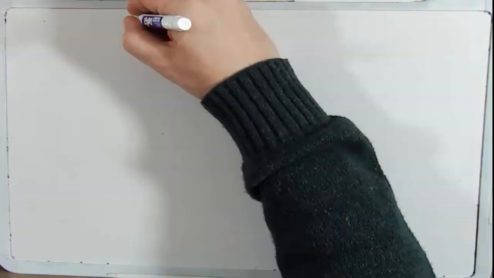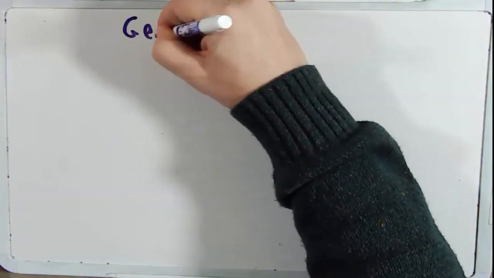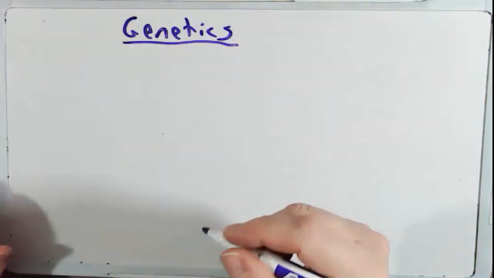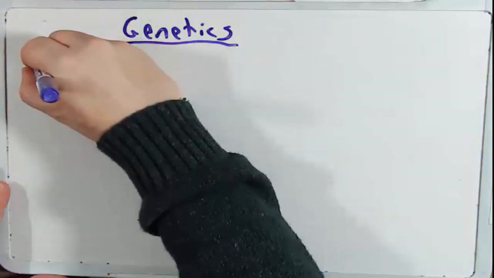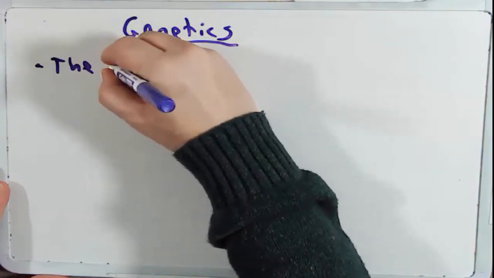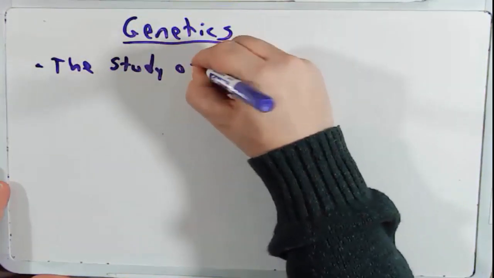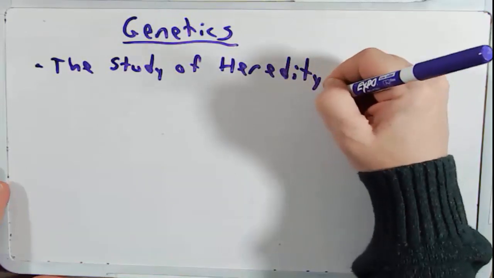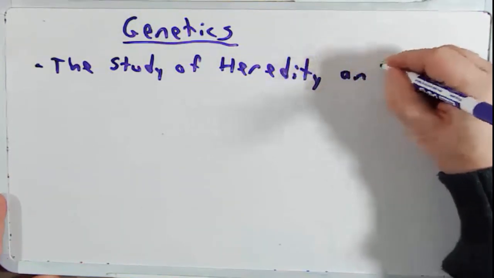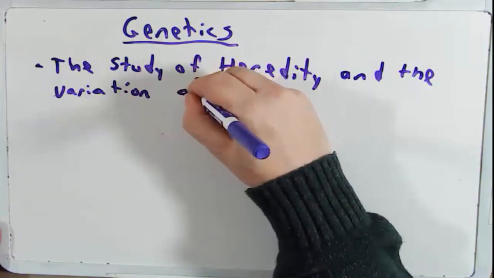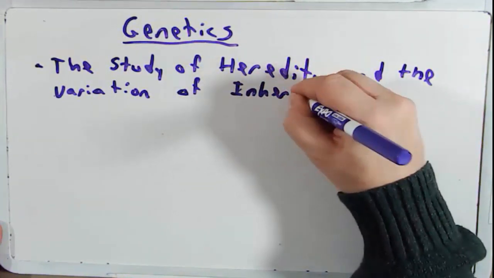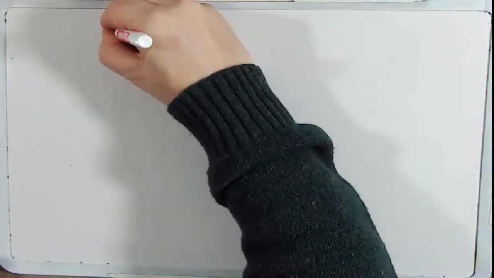In this podcast, what I'd like to do is to revisit some of the concepts from genetics. So let's start with a basic definition of genetics. It's essentially the study of heredity, and also the variation of inherited traits.